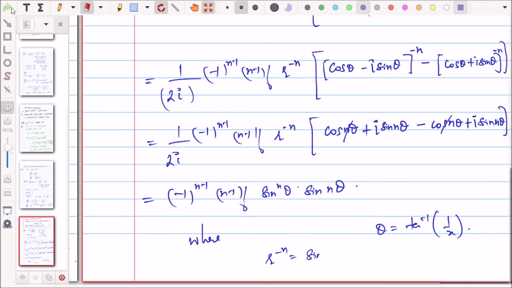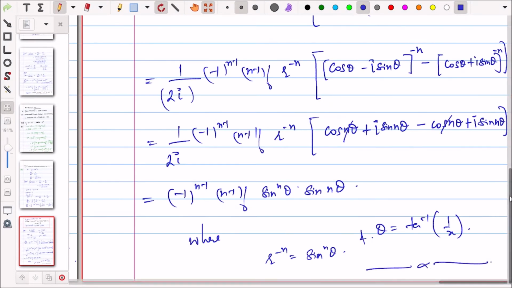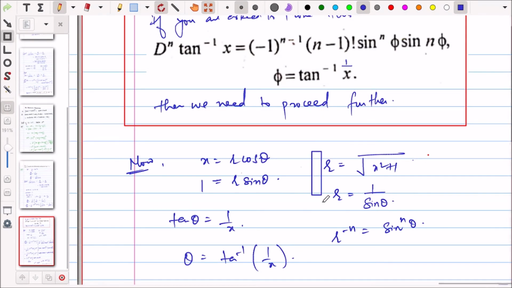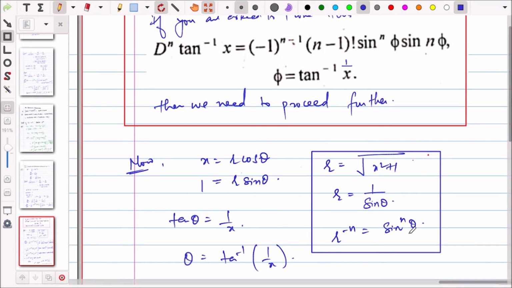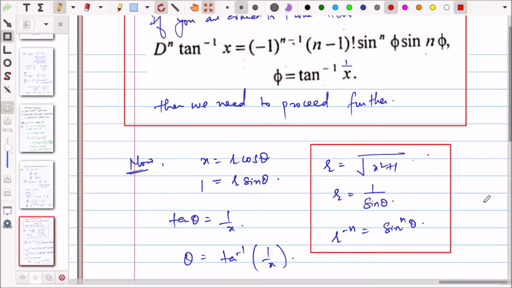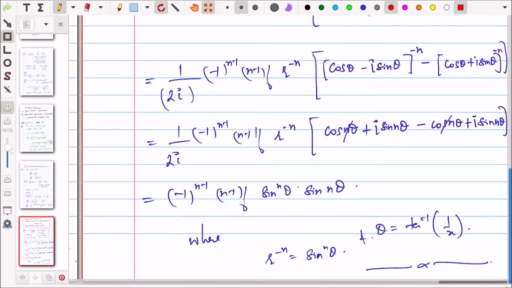Is it fine? Is it clear, everyone? Yes, sir. Okay. So this is how you can solve such questions. If you don't get the derivative, you can simply stop there. If you get the derivative, then you will have to further differentiate it.